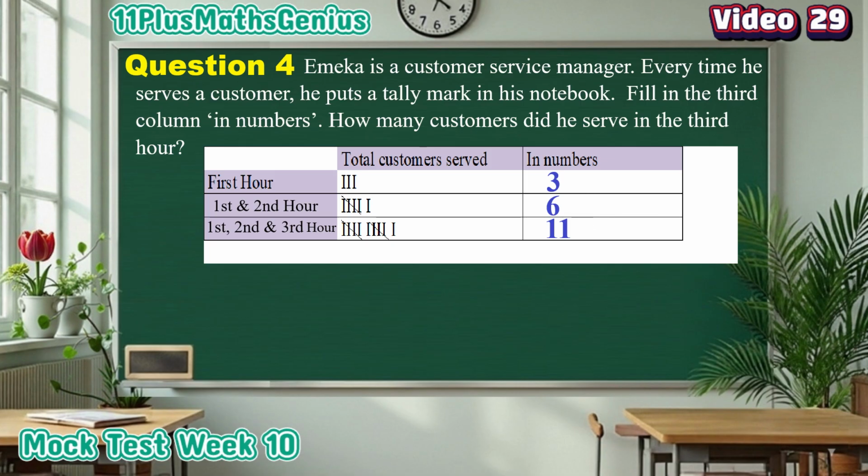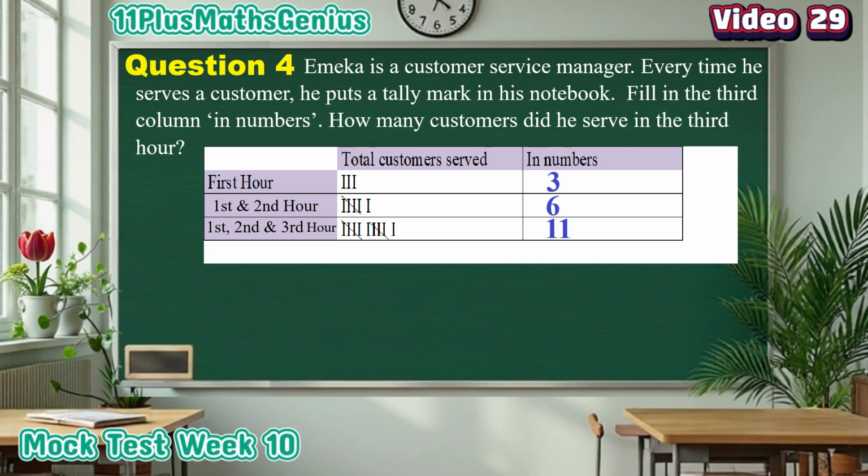Now if we check the first, second, and third hour section, we can see there are 2 sets of 4 lines with the cross and an additional line. Now we know that 2 of them is 10 because one of them is worth 5. And then we get an extra line, which is worth 11 in total. So we write down 11 in the numbers section.